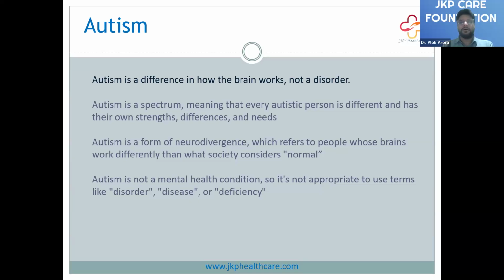So each child or each person with autism will have different strengths. We need to look at the strength part. They will have differences and needs. Autism is a form of neurodivergence, which refers to people whose brain works differently than what society considers to be normal. So it's just that their brain works differently. That's why I say it is a difference. Just because somebody's brain is working differently, I cannot call it a disorder.